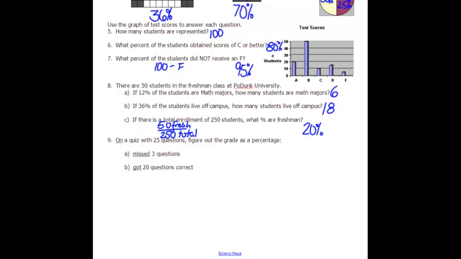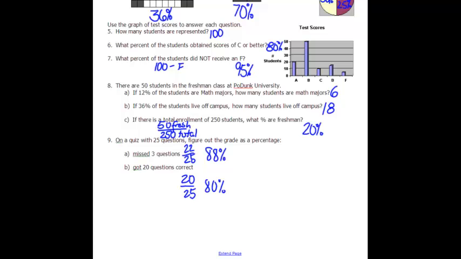On a quiz with 25 questions, figure out the grade as a percentage. Nice thing for me is after I do the percents unit, I no longer write your grade as a percent at the top of your paper. You should be able to figure it out on your own. So this is actually pretty easy. If they missed 3 questions, then they got 22 right out of 25. So 22 out of 25 should be an 88%. And you can do that using ratios or anything you would want. If they got 20 questions correct, that's 20 out of 25 or 80%.